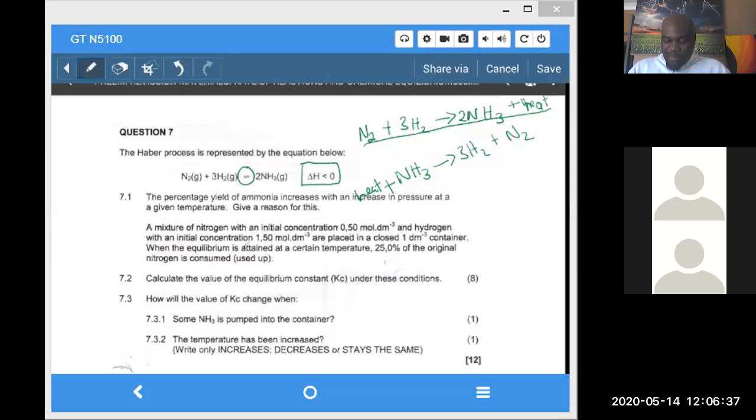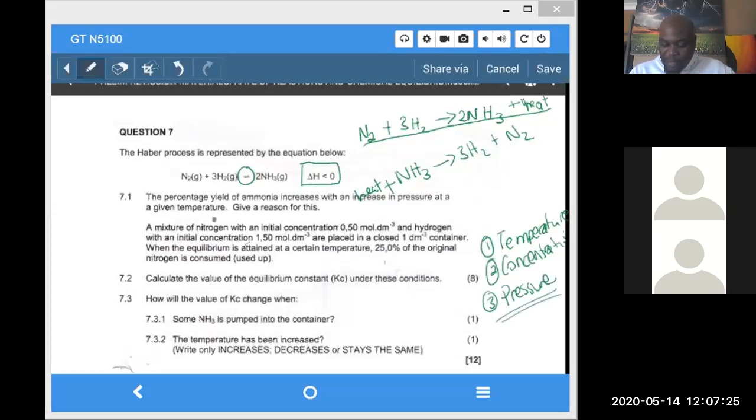Now there is a question that we can answer here. They're saying the percentage yield of ammonia increases with an increase in pressure at a given temperature. Give a reason for this. But remember those three things we said affect equilibrium. Number one, temperature. We said concentration. We also mentioned pressure. So remember with pressure, that was the last thing I explained. So I'm just going to give you the answer here quickly.